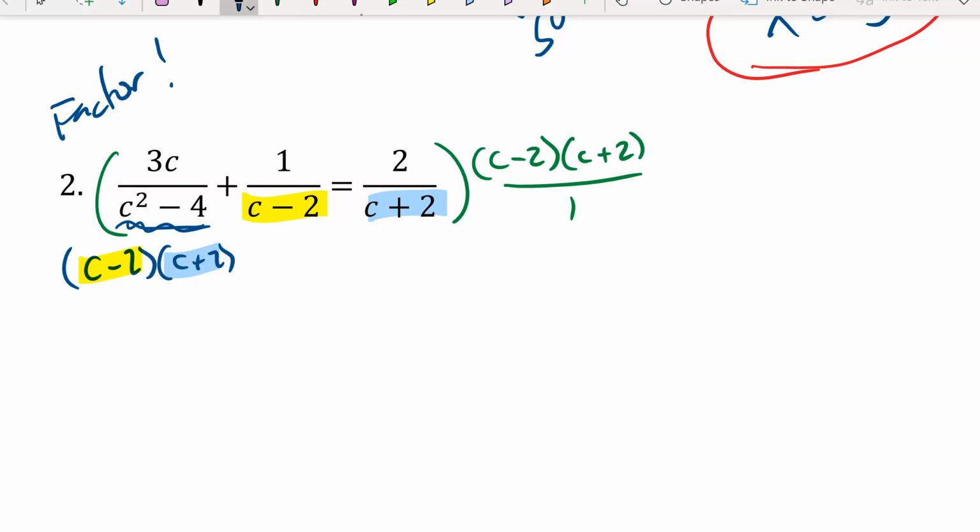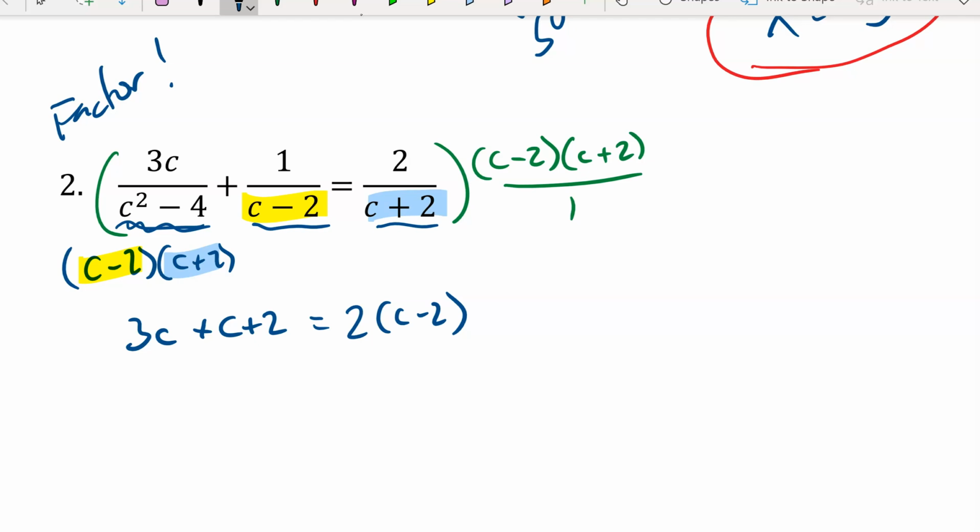Both of those factors are canceled out by the c squared minus 4. So we just get a 3c from that first term. Only the c minus 2 is canceled out in the next term, so I'm left with c plus 2. And on the other side, of course, the c plus 2 cancels out, and I'm left with 2 times (c minus 2). So this time we have a linear equation to solve.